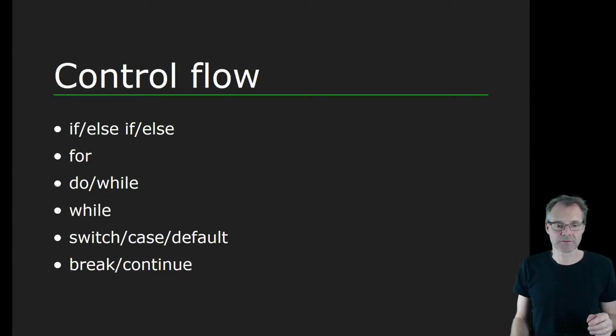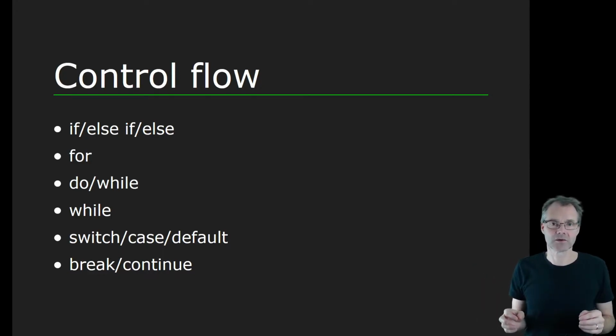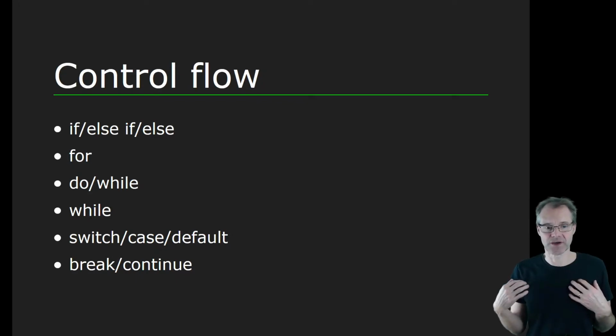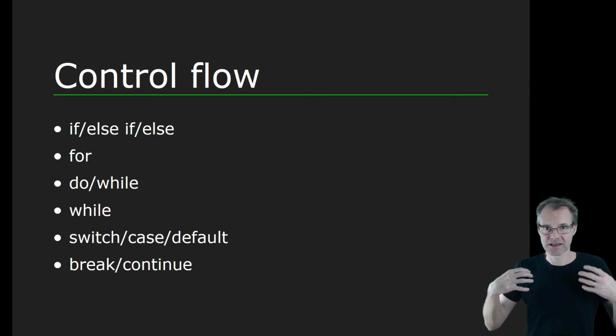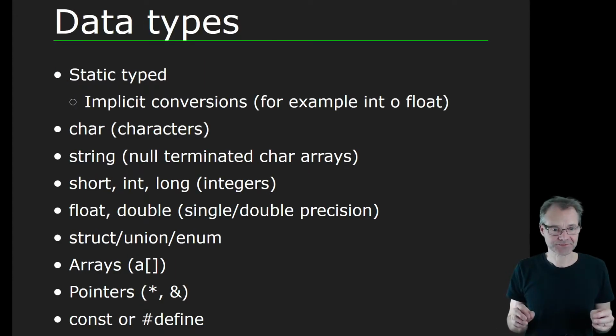So let's see a bit about the bits and pieces in the C language. We have control flow, which I think you will recognize from any language you have used before. We have the if, else if, and else statements. We have loops like for, while, do while. We have the switch case statement, and we have break and continue. You generally see these in any type of language. They're quite basic, I would say.